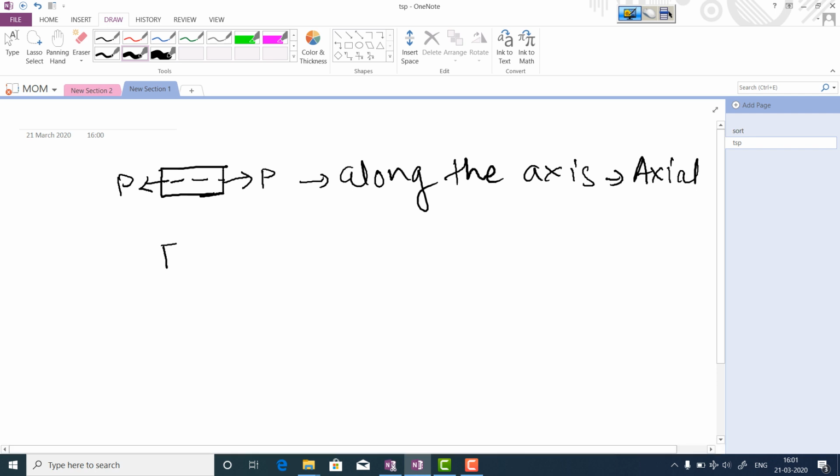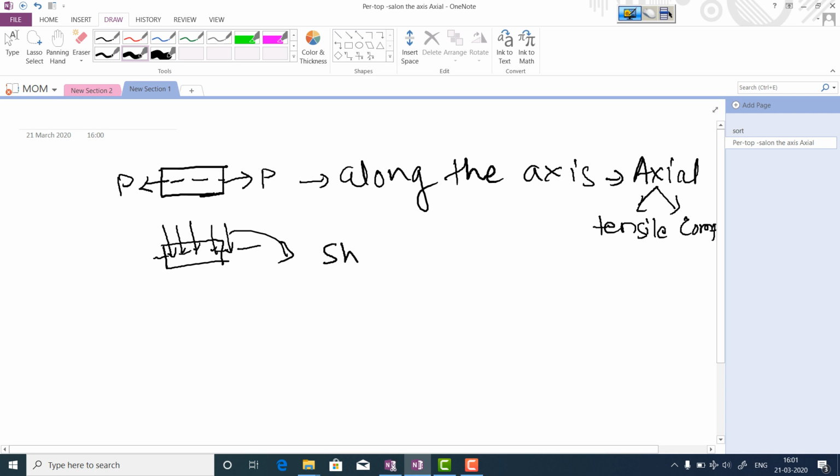Now, suppose this is the element. Now this axial load can be tensile as well as compressive. If it is pulling, then it is tensile. If it is compressing, that is compressive. Now suppose this is my axis and load is perpendicular to this axis. Such type of load is called as shear load, perpendicular to the axis.